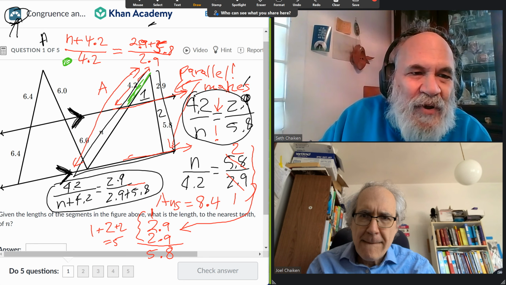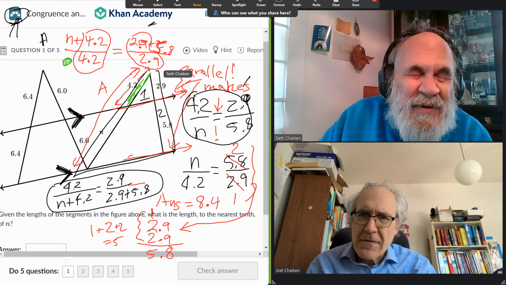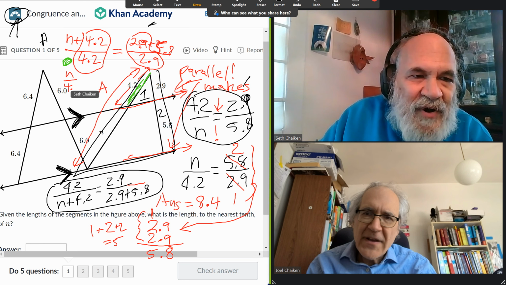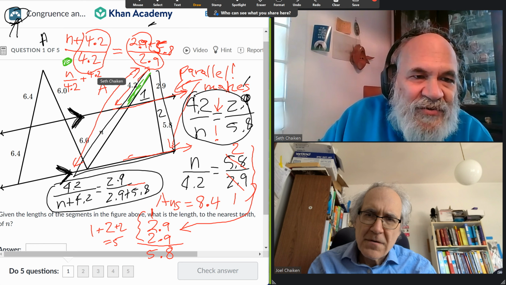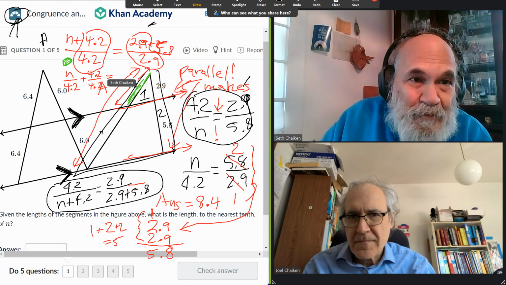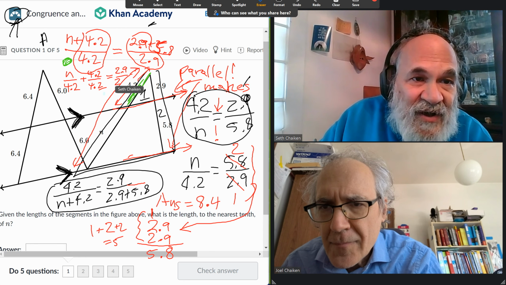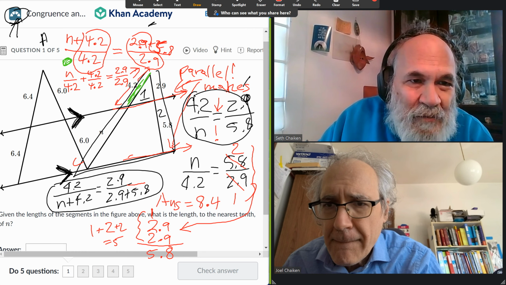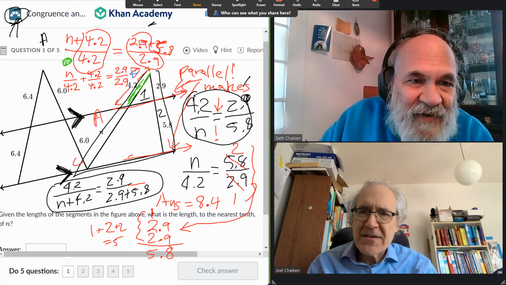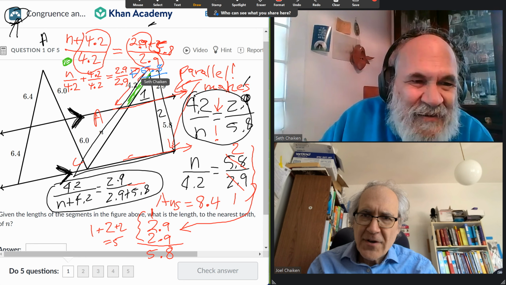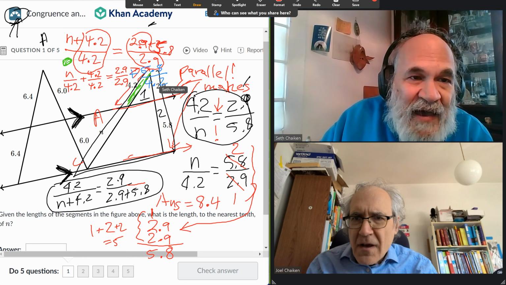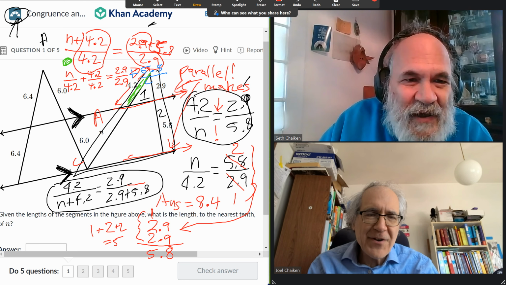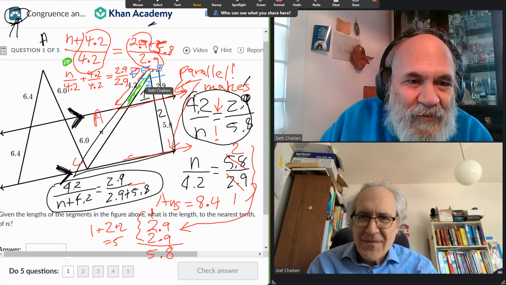Now, what it helps to see is that when you break these up to add the fractions, what you get is n divided by 4 and 2/10, plus 1. 4 and 2/10 divided by 4 and 2/10, which is 1, equals 2 and 9/10 divided by 2 and 9/10, plus 5.8 divided by 2.9. I made a mistake there. That's a 2.9.